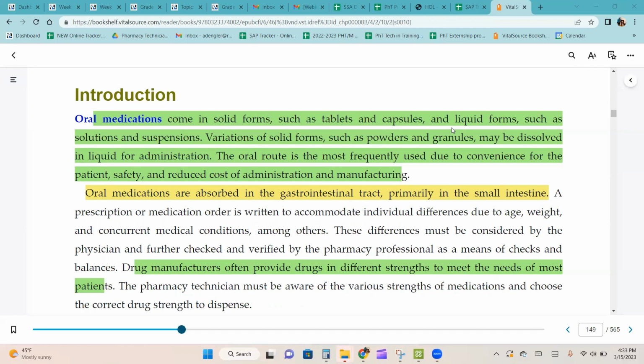A prescription or medication order is written to accommodate individual differences due to age, weight, and concurrent medical conditions, among others. These differences must be considered by the physician and further checked and verified by the pharmacy professional as a means of checks and balances. Drug manufacturers often provide drugs in different strengths to meet the needs of most patients. The pharmacy technician must be aware of the various strengths of medication and choose the correct drug strength to dispense.